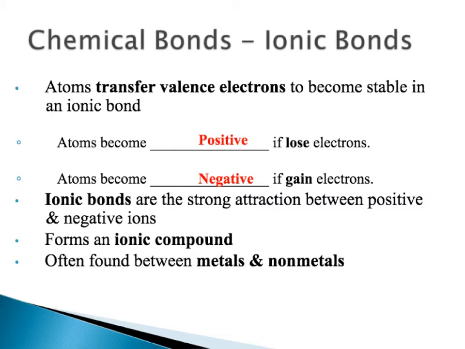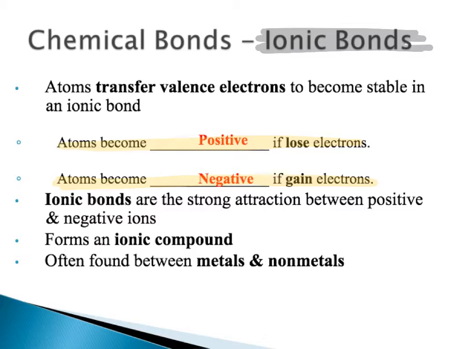All right, so a second type of bonds are called ionic bonds. And we call them that because they form what's called ions. So atoms become ions, which means that they are no longer neutral, they become atoms with a charge. So this idea right here, people often find this confusing. So atoms become positive if they lose electrons, and they become negative if they gain electrons. And for some reason, that is hard for students to grasp.